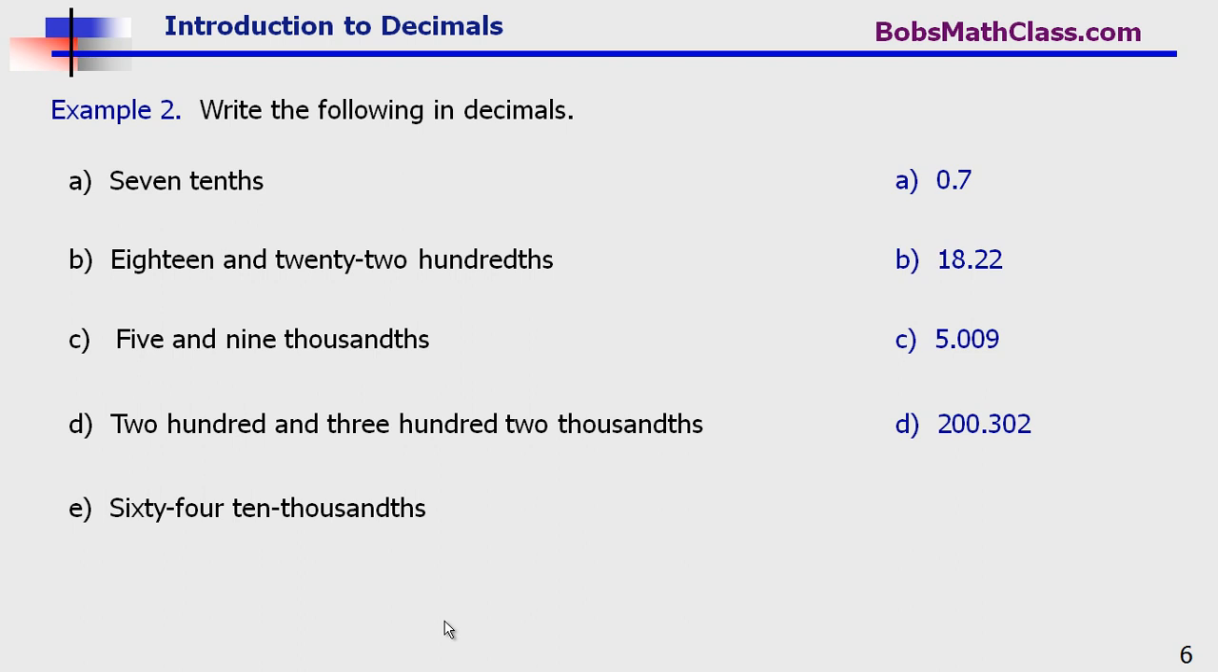64 ten-thousandths. So the 4 must be in the ten-thousandths place. The ten-thousandths is the fourth place after the decimal point. 64 is only 2 digits, so we're going to need a couple of zeros in front of it. So 0.0064.